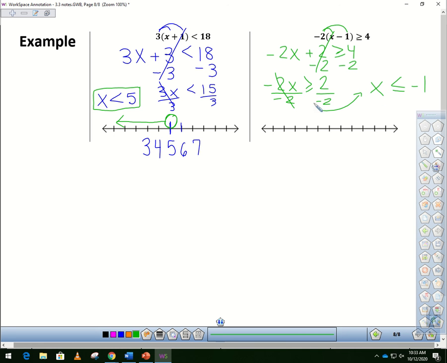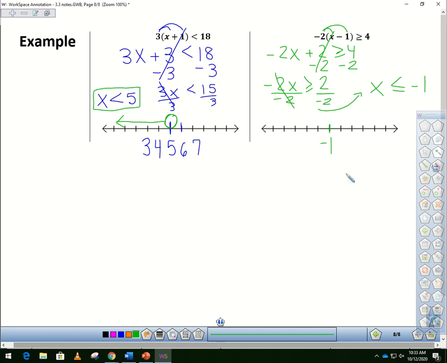Good. And why did we have to flip our inequality sign this time? Why did my inequality sign flip directions? Can you guys tell me why we had to flip the inequality sign this time? Because you divided by a negative. Yes, I divided by a negative. When you divide or multiply by a negative on the other side, that's when you change the inequality sign. Only if you divide or multiply by a negative on the other side.